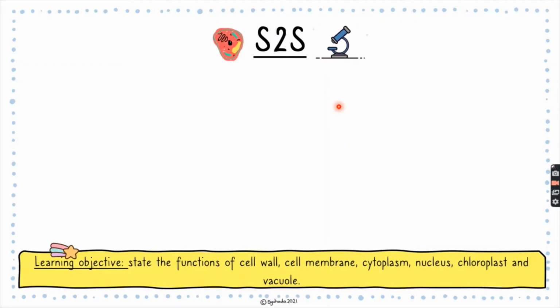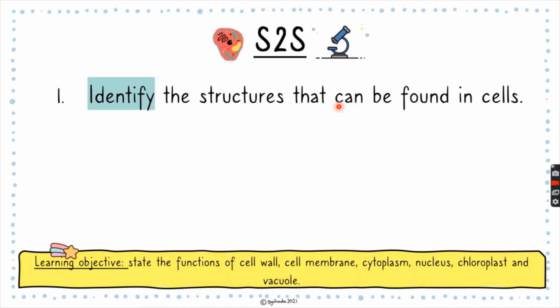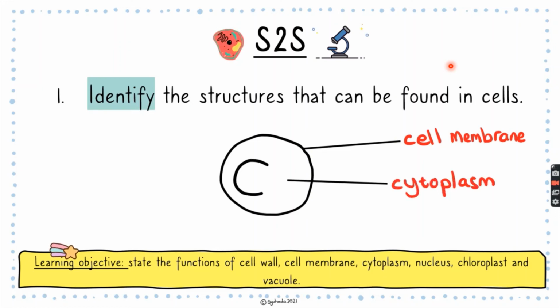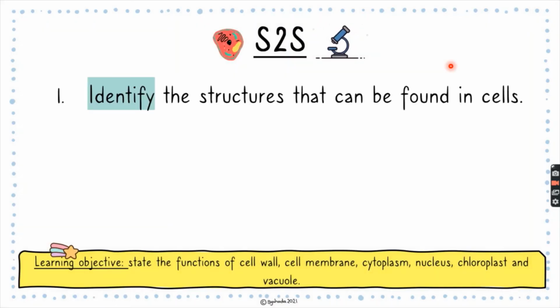Alright, so that is basically all of the organelles and the structures of the cell that you guys needed to know. So let's go back to our step to success. Firstly, we needed to identify the structures that can be found in cells. So firstly, we have our animal cell, and that right there is the cell membrane. Animal cells have a cytoplasm, and on the inside they have the nucleus. That is the basic shape of an animal cell.